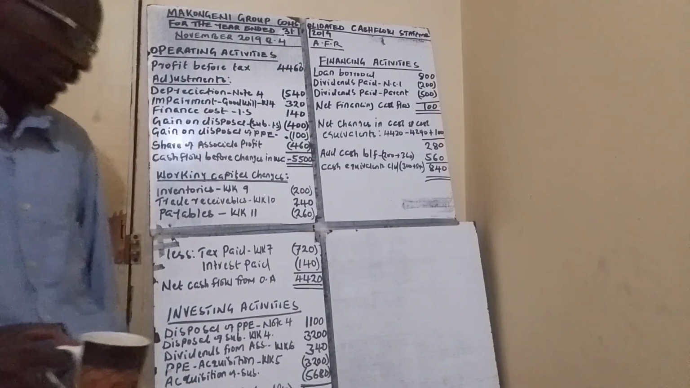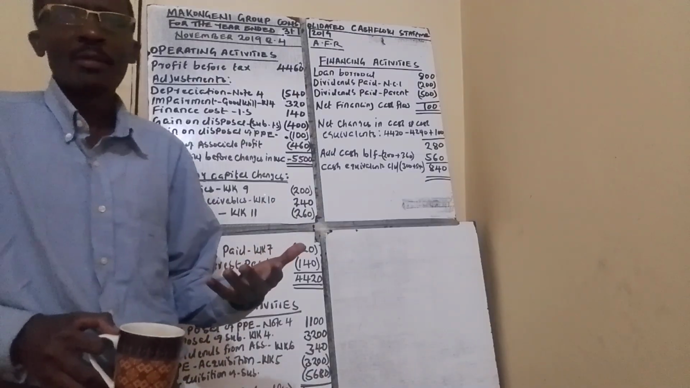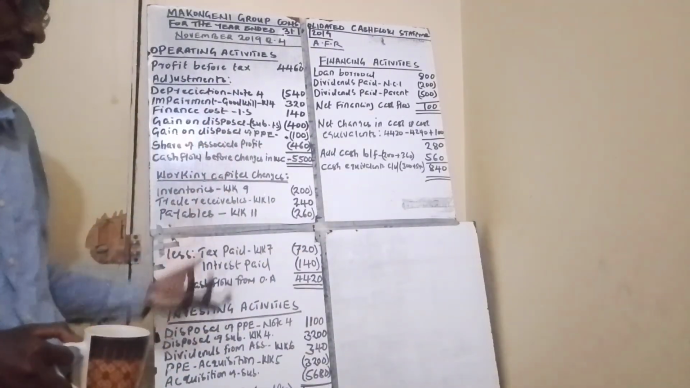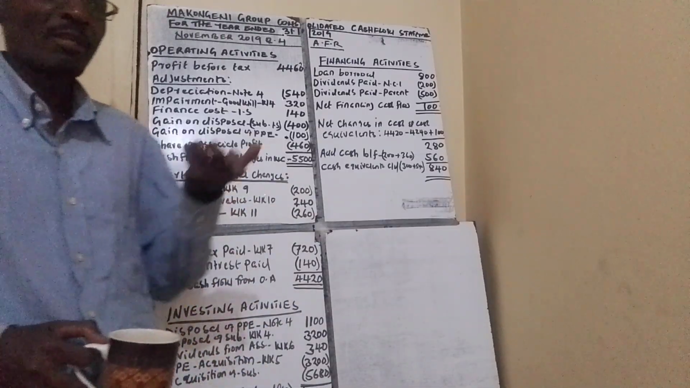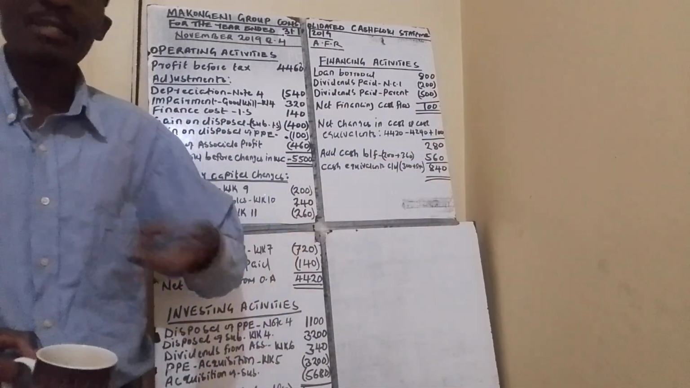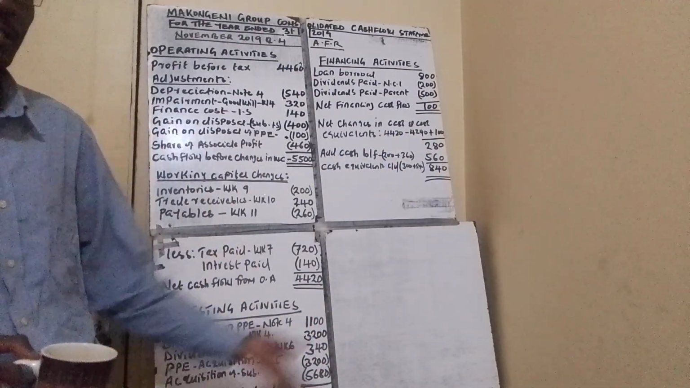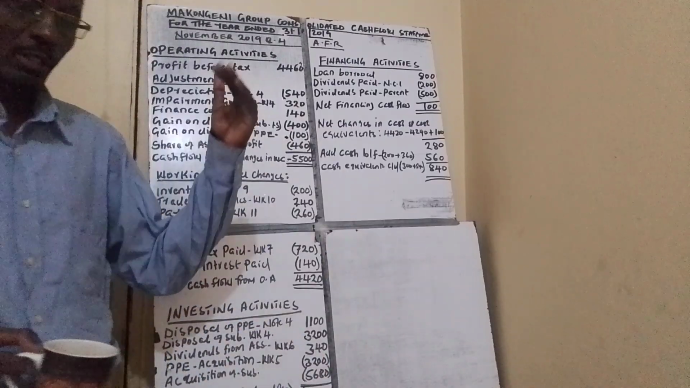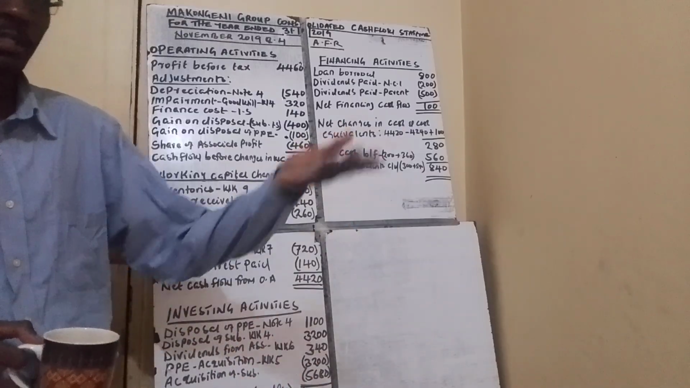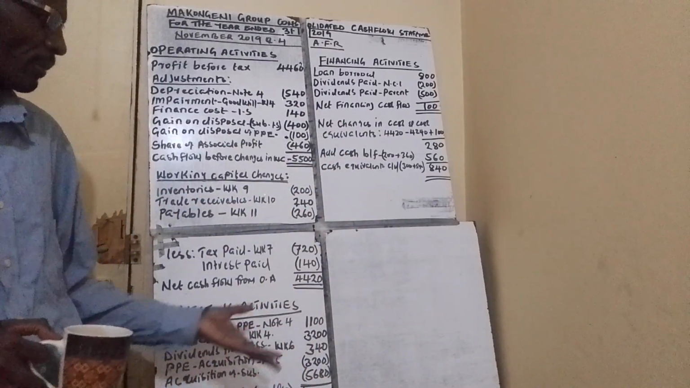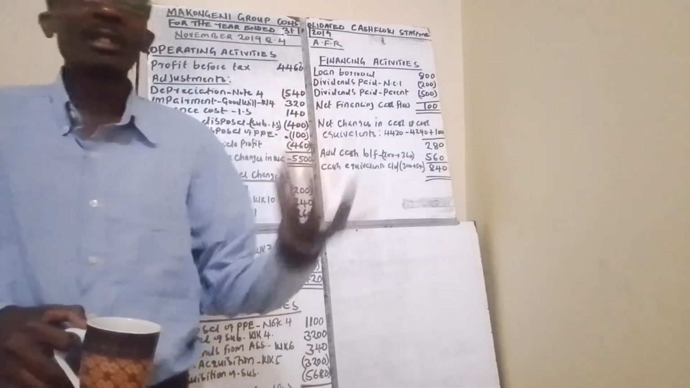Investing activities are to do with non-current assets, and these are items like PPE, property, plant, and equipment. Consider that if you purchase an asset, money is moving out, so you'll be subtracting that particular figure. If you are disposing of that asset, money is coming in, and you'll be adding. In other words, you are concerned with the cash flow statement, the actual cash coming in and going out.